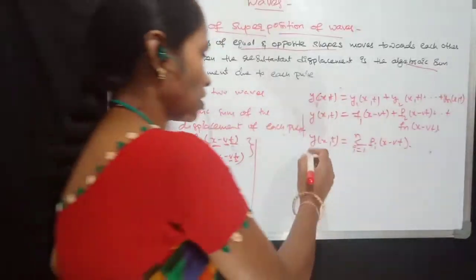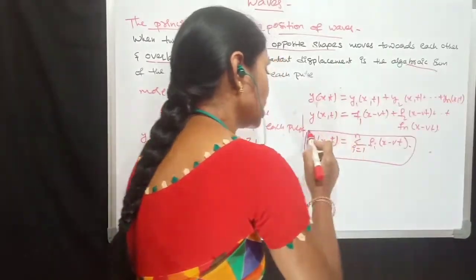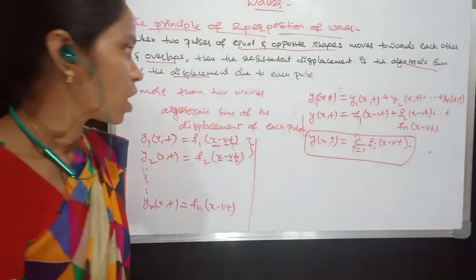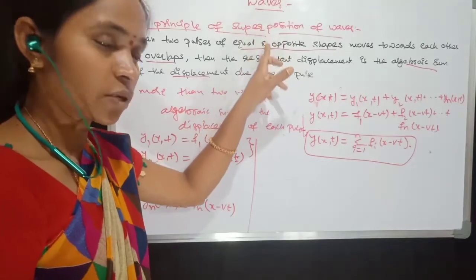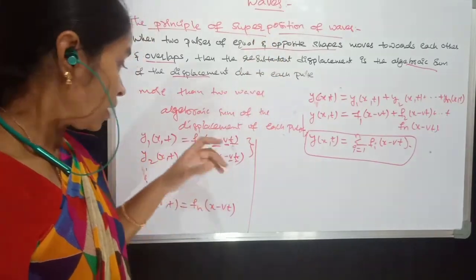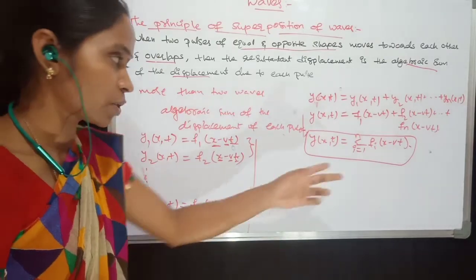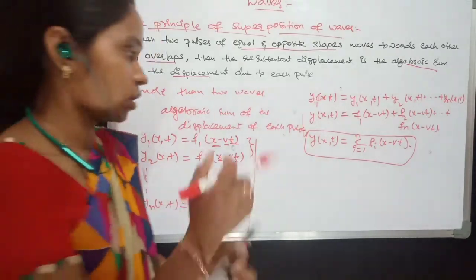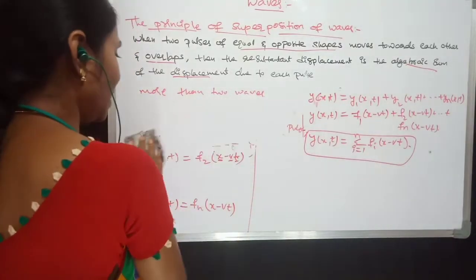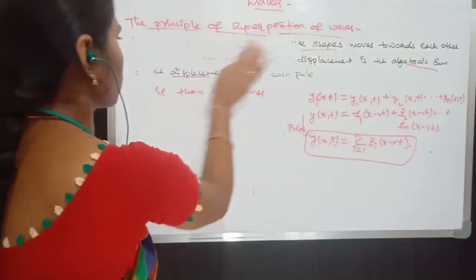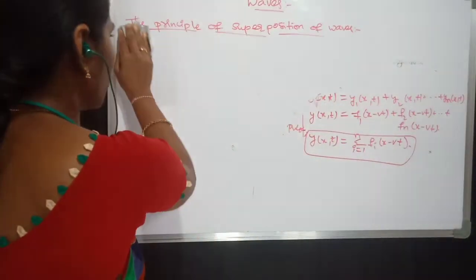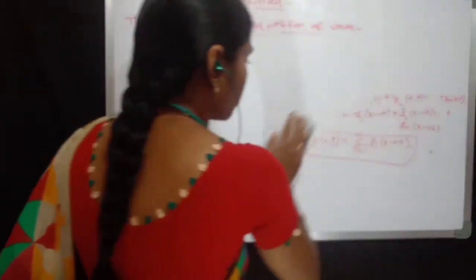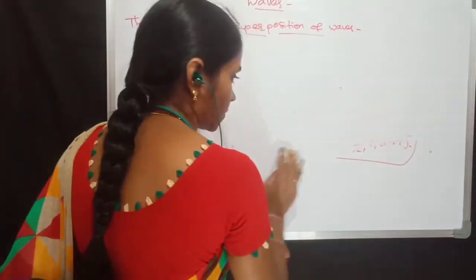Okay, this is the resultant displacement after superimposing of n waves. Okay, and coming to the interference of waves, our next topic is interference of waves. Interference of waves is nothing but a phenomenon of the principle of superposition of waves.